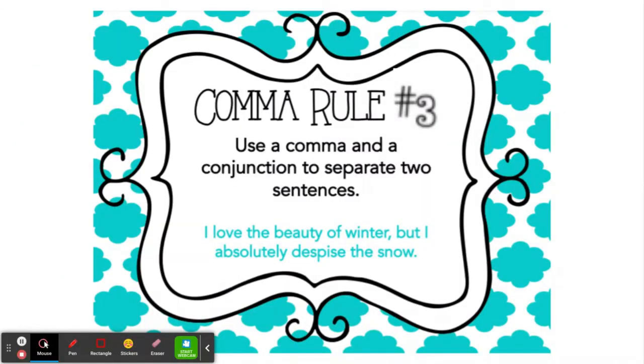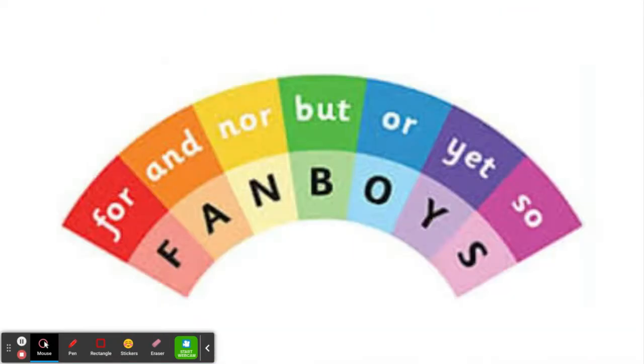Comma rule number 3. Use a comma and a conjunction to separate 2 sentences. Now, in the first part of our Grammar Interactive Notebook, we looked at some parts of speech, and one of those were conjunctions. Remember that these are used to join 2 sentences, 2 ideas together. And in here, I have a list of common conjunction words. These are called the FANBOYS, and every letter stands for one word.